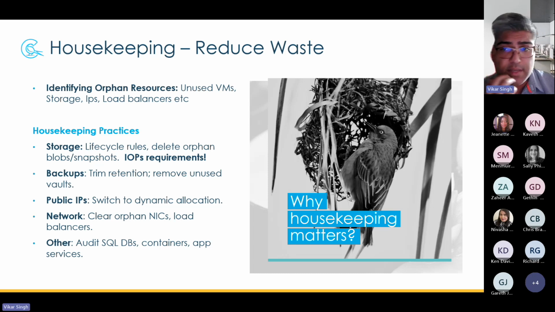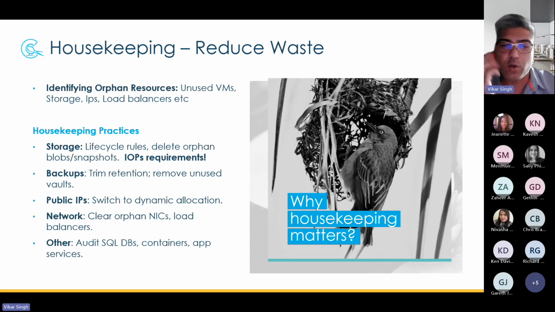Networks are something else. Again, I've seen a lot of orphan NICs, load balancers, and application gateways just hanging around for no reason. If we housekeep and identify these resources, we can clean them up. And it's not just these basic IaaS resources, right? We need to expand our search across SQL databases, containers, and app services. We need to audit everything. If we keep these good practices in place, and auditing with the right reporting information coming back to speed things up, it really pays off big in the long run. So it's not busy work.